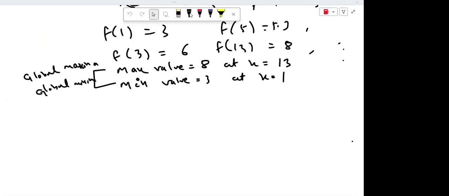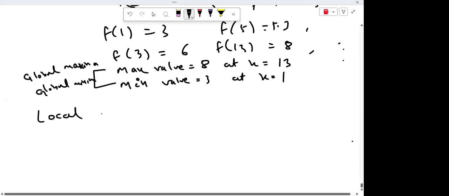Okay, note down. Local maxima and local minima.